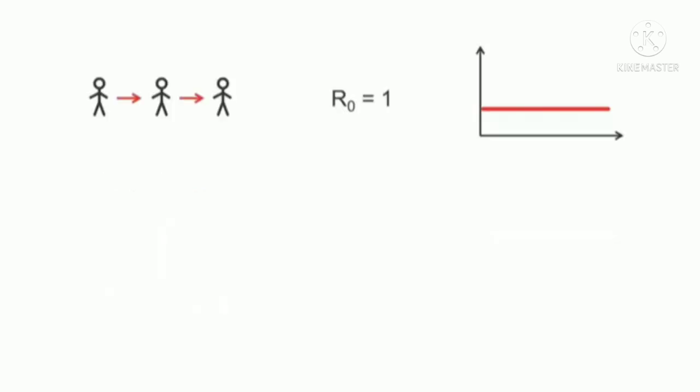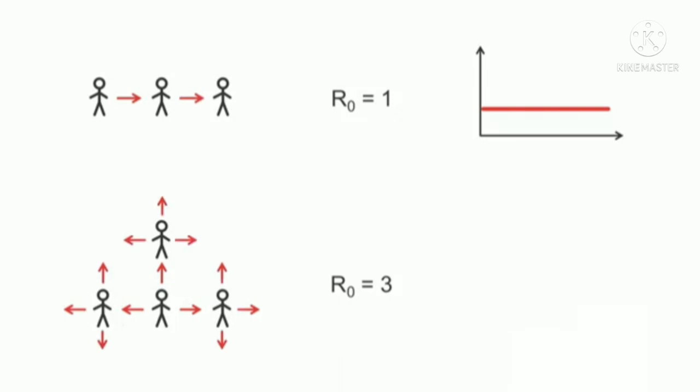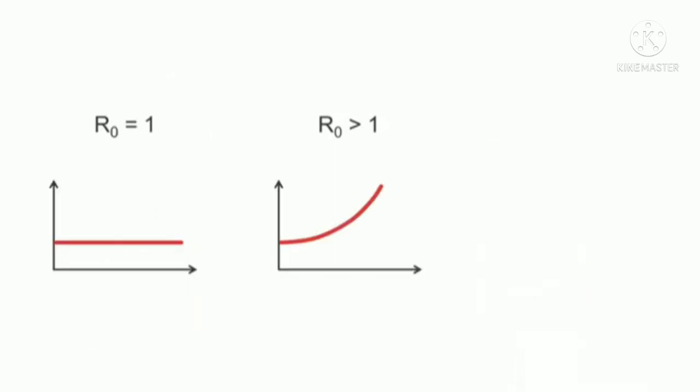Now let's look at another fictitious population where one infected person infects 3 other individuals on average. So R0 is equal to 3. So this guy gives it to these 3 people, and these 3 people give it to 3 more people in turn. I think you can already tell that what we're looking at here is an exponential growth curve that looks something like this. So the number of infected patients increases.